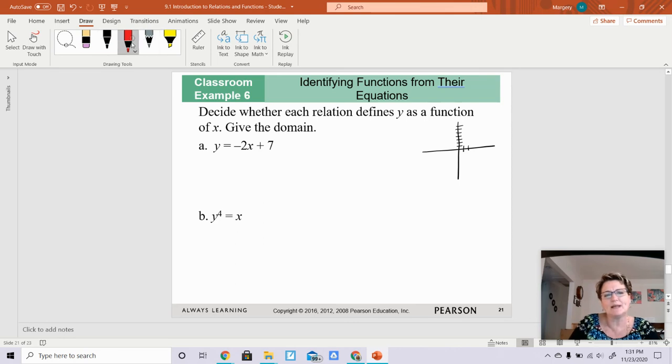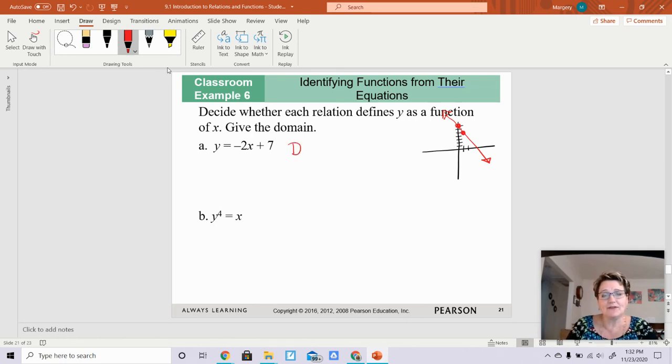So I'm going to quickly graph this because then I can see it a little bit better. I'm going to go up 7, put a point. Then I'm going to go down 2 and over 1, because my slope is negative 2 over 1, my y-intercept is 7. You always graph the y-intercept and then use the slope to find the second point. Now I'm going to connect these two, and I have myself a graph. Now they only want you to tell me what the domain is.